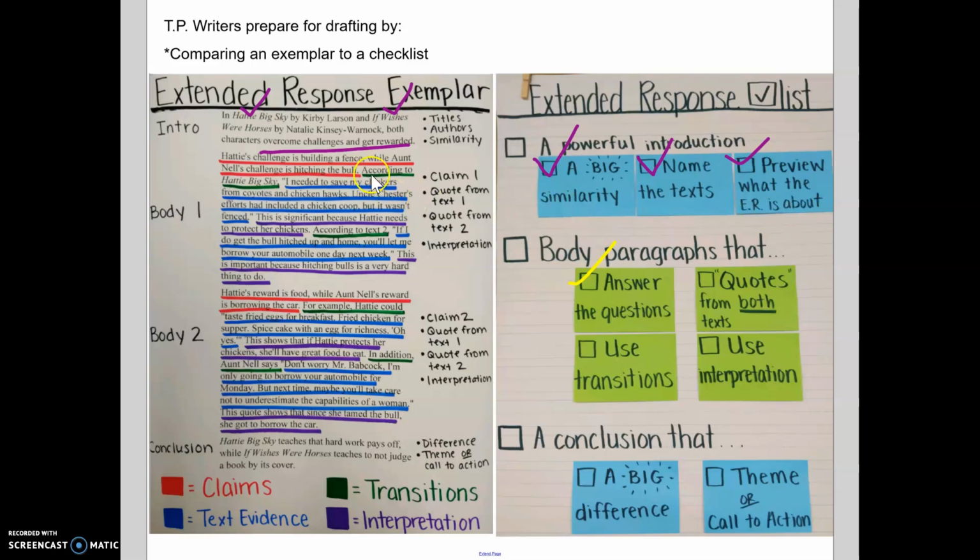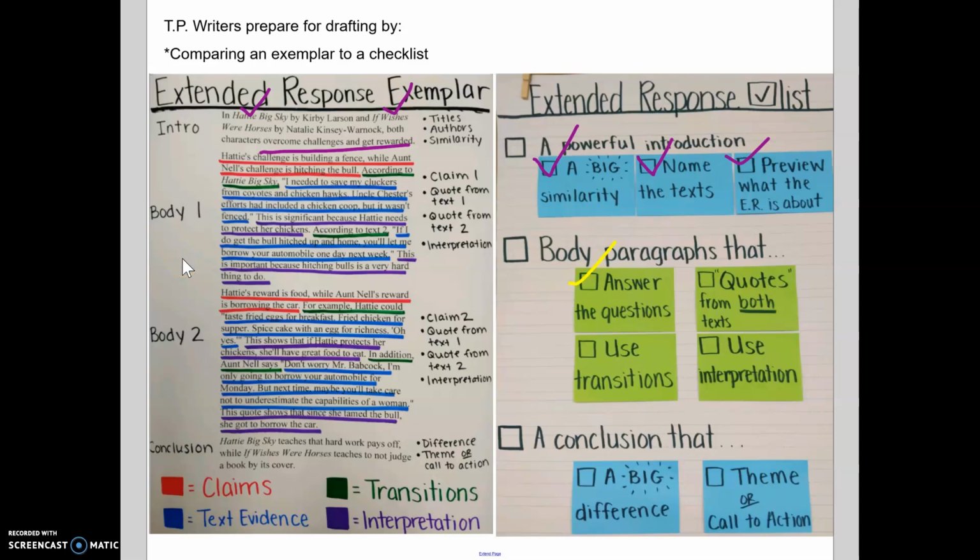So here's our transition. According to Hattie Big Sky, and then we gave our quote. "I needed to save my cluckers from coyotes and chicken hawks. Uncle Chester's efforts had included a chicken coop, but it wasn't fenced." Now after our quote, we're going to explain how that connects to our answer. This is significant because Hattie needs to protect her chickens. According to text 2, "If I do get the bull hitched and home, you'll let me borrow your automobile one day next week." This is important because hitching bulls is a very hard thing to do.